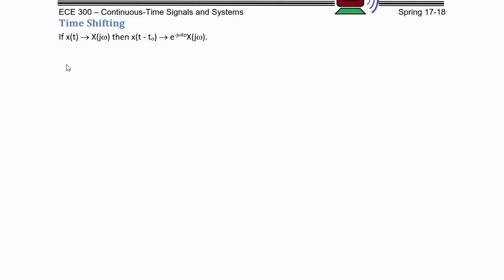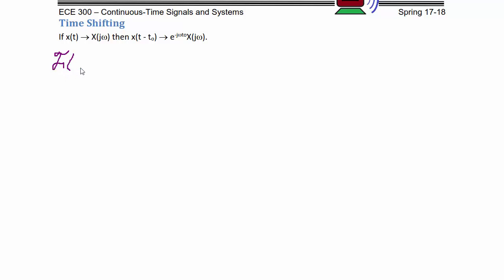Now let's examine the time shifting property. If the Fourier transform of x of t is x of j omega, then the Fourier transform of x of t minus t naught is e to the negative j omega t naught x of j omega. Let's prove why this is true and look at a simple example.